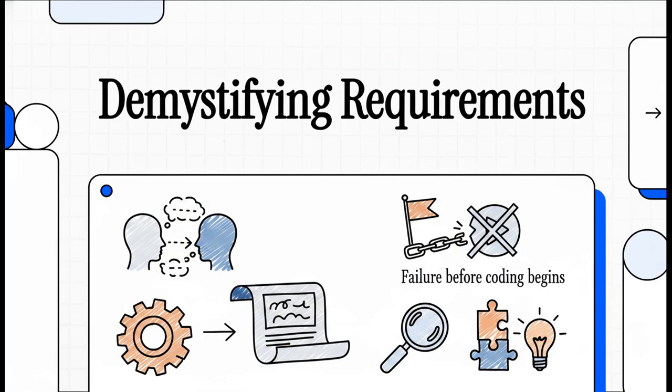Welcome to This Explainer. Okay, today we're diving into something that's honestly a bit of a hidden reality in the tech world. We're talking about why so many software projects literally crash and burn before a single line of code is even written, and more importantly, how we fix it.